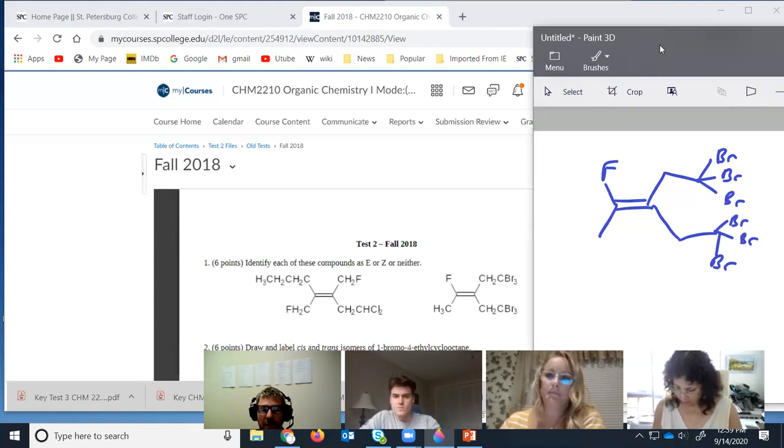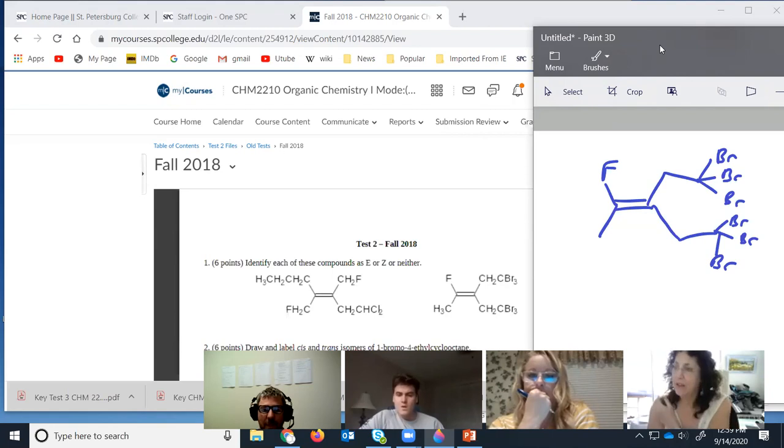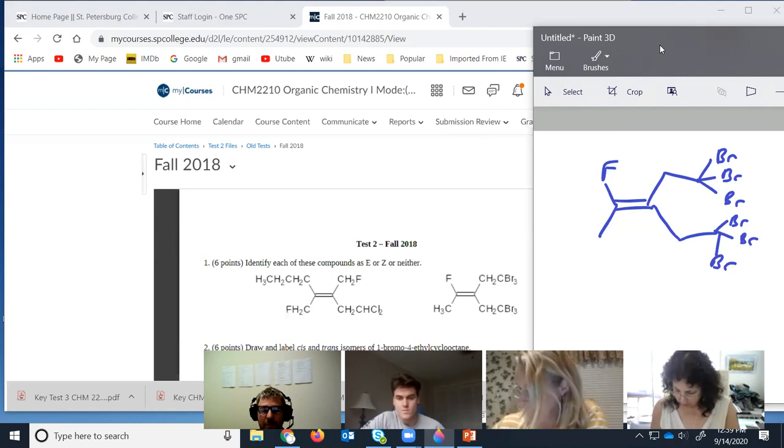Well, let's not go with both. Let's go with the other possibility. Read the question. Neither. That's right. So neither. Now, is there any electronegativity influence, though, on this actual compound?